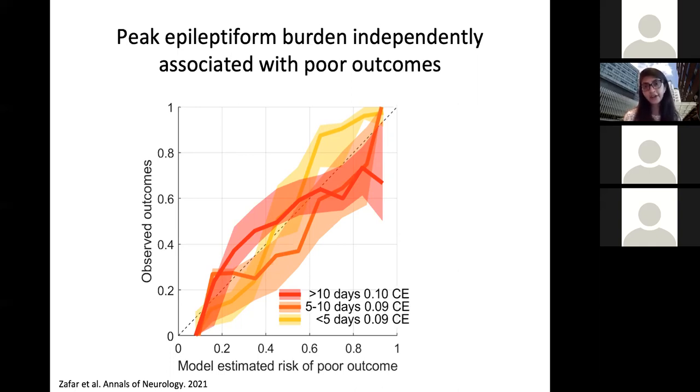We further stratified the model based on time of measurement of this peak burden to discharge, breaking it down to less than 5 days, 5 to 10 days, and greater than 10 days from the last EEG measurement to the time of discharge, and found that the association of peak burden with outcomes is independent of the time between when the peak burden is measured and when the patient is discharged, whether it's a short stay or a long stay. And here we show that the model estimated risk of poor outcomes closely matches the observed poor outcomes with very small calibration errors.